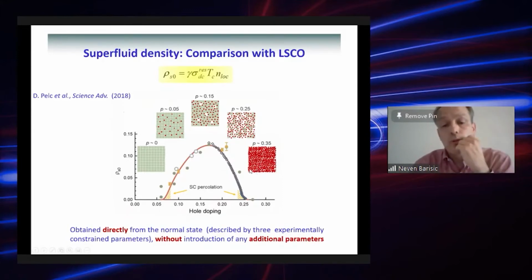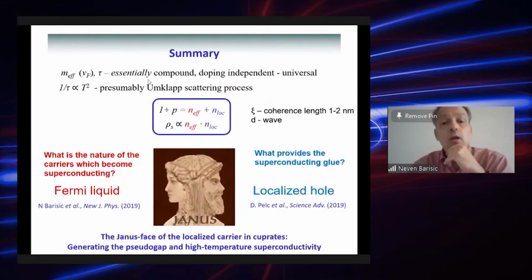I would like to say that this curve behind the data, you obtain directly from the normal state without introducing any additional parameters. We just measure the Hall effect, and sigma_xy is essentially proportional to it. In summary, what we have demonstrated is that the effective mass, the Fermi velocity, and tau are essentially compound and doping independent, and thus universal. The scattering rate is proportional to omega squared, and is presumably an in-plane scattering process.